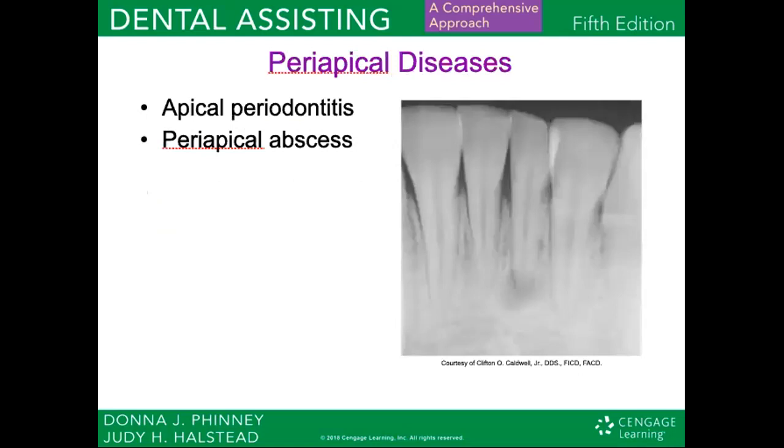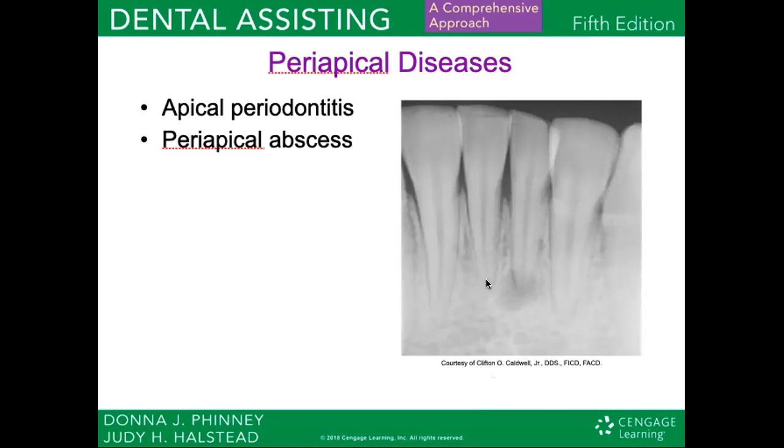When an infection in the pulp reaches the apex of the tooth, it continues into the periapical area. We call these little gray shadows at the apex of the tooth radiolucencies, which are just little dark shadows. This is indicating apical periodontitis, and it's actually a periapical abscess.